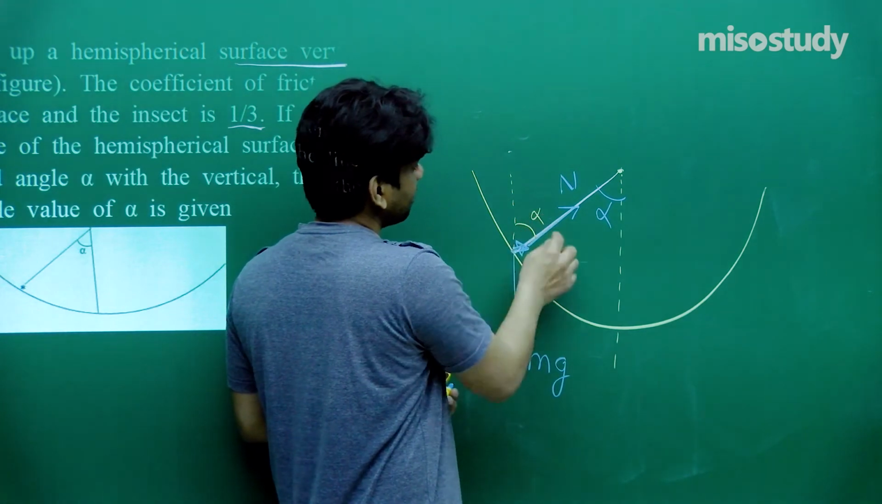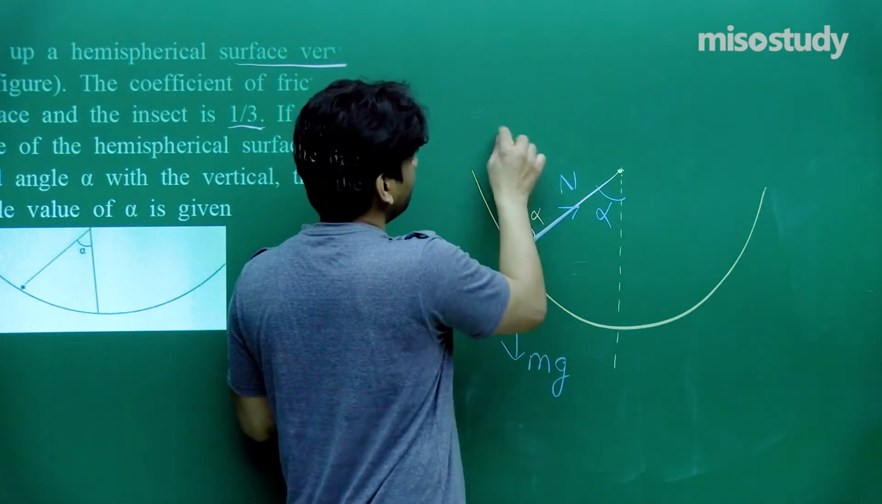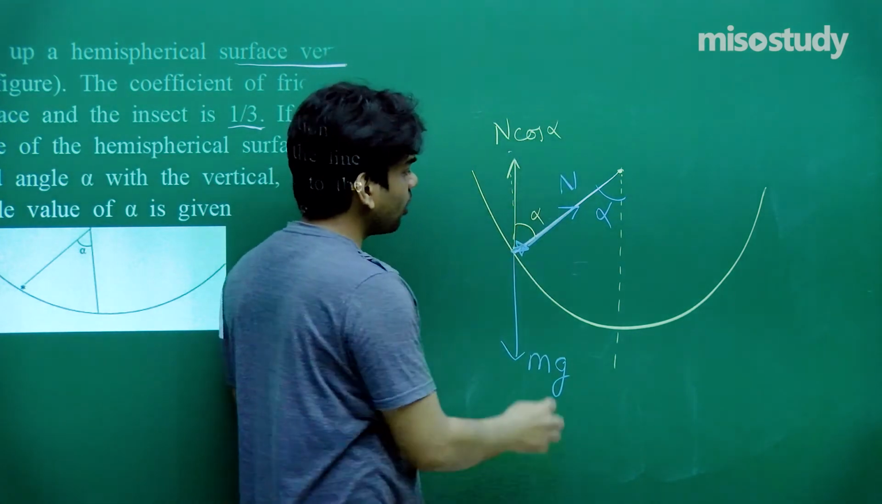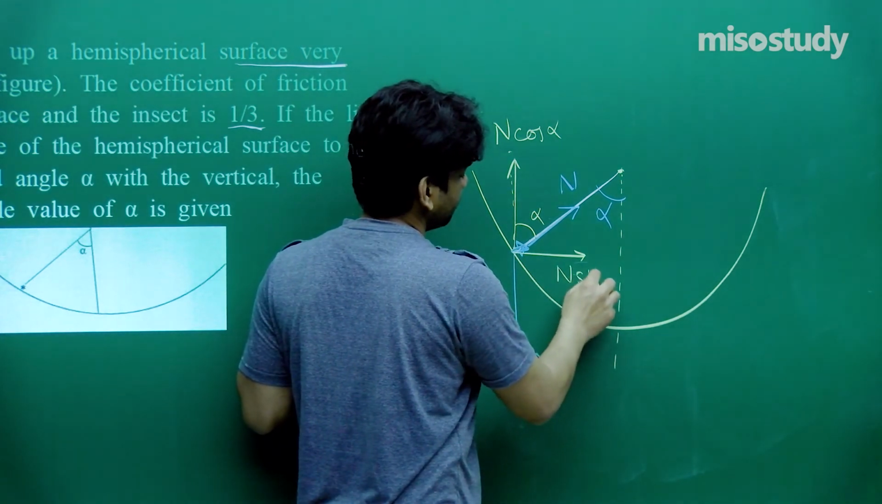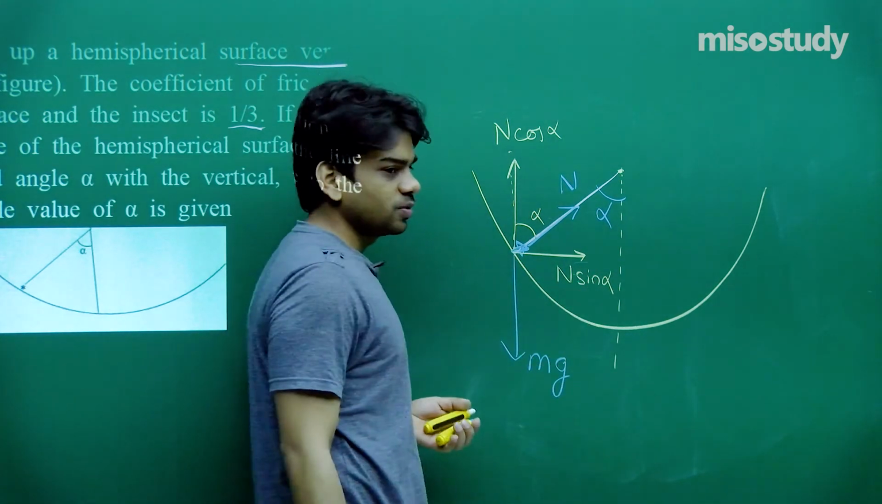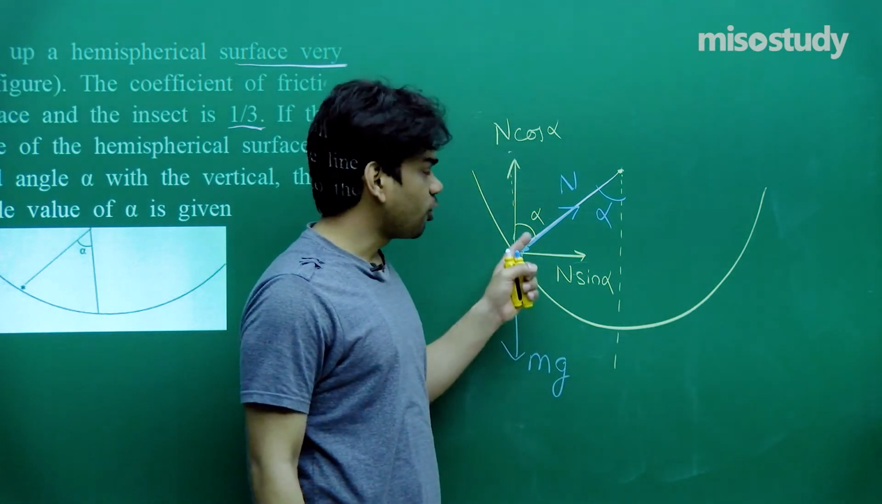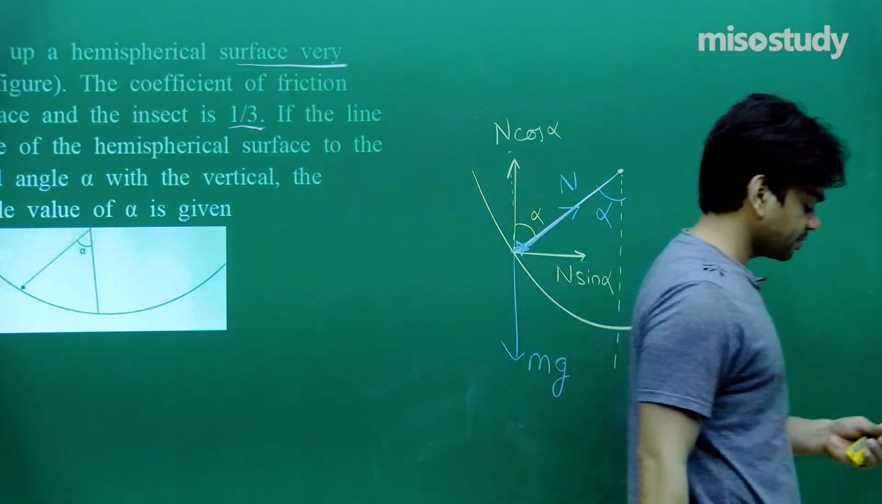we can say this angle is alpha. So N will have two components. One will be N cos alpha, easily we can make out, and one will be N sin alpha. This is how we can break up the forces for N. I want you to take note of this diagram. I will start at the other end.